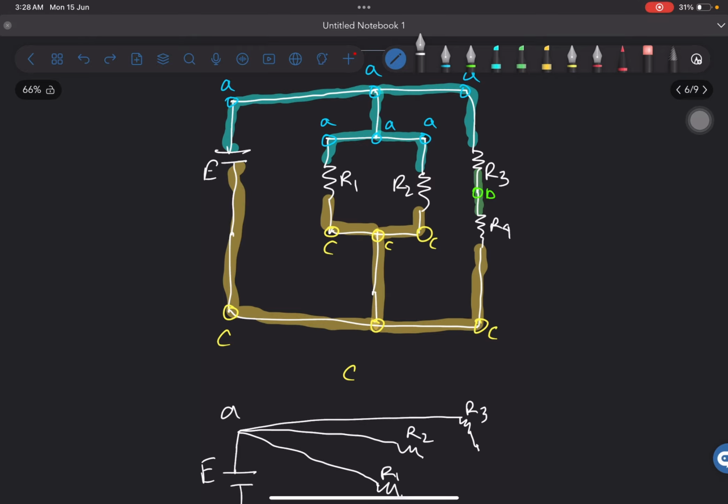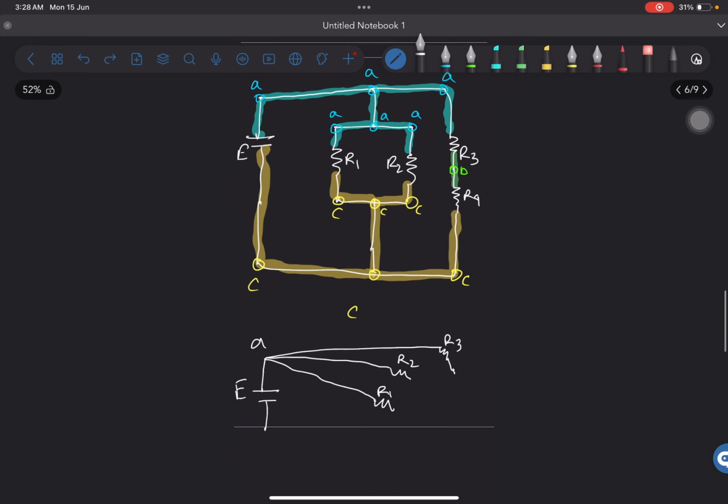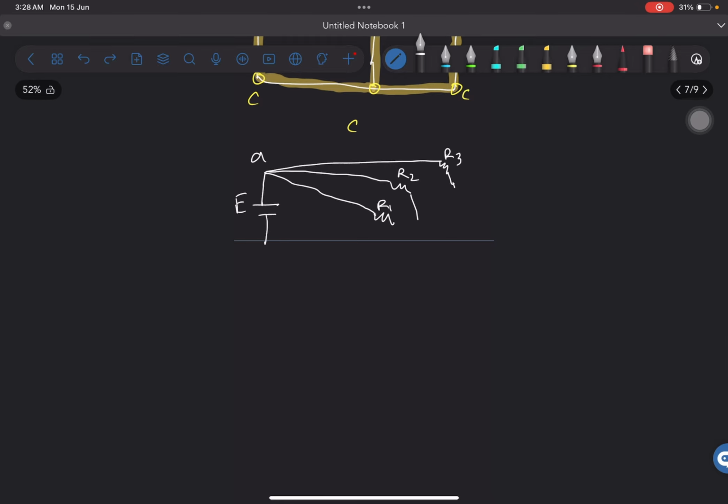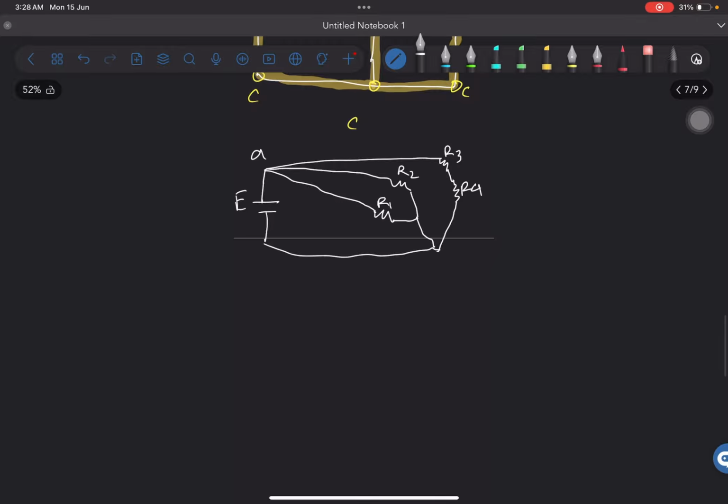And if you notice, for R1 and R2, they actually share A and C, right? They share only two nodes, which is common to them. So we can say that R1 and R2 are actually in parallel. So we can actually join these two, which means that they are in parallel. And then R3 is in series with R4, and then all of these actually join together.